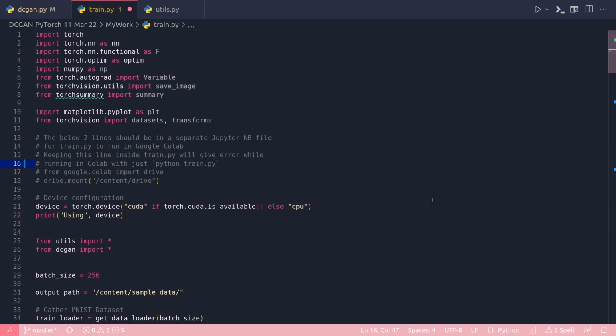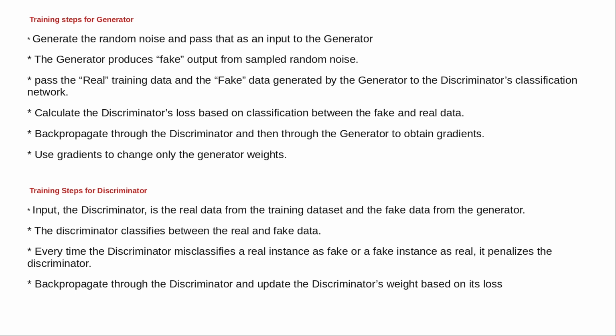And now coming back to train.py. So this is where I will implement the entire training of my DCGAN architecture. Before starting on that, let's quickly go over some guidelines for training DCGAN. So this is that slide, the training steps for the generator. These are the steps that I'm going to implement for my generator and discriminator within my train.py file.